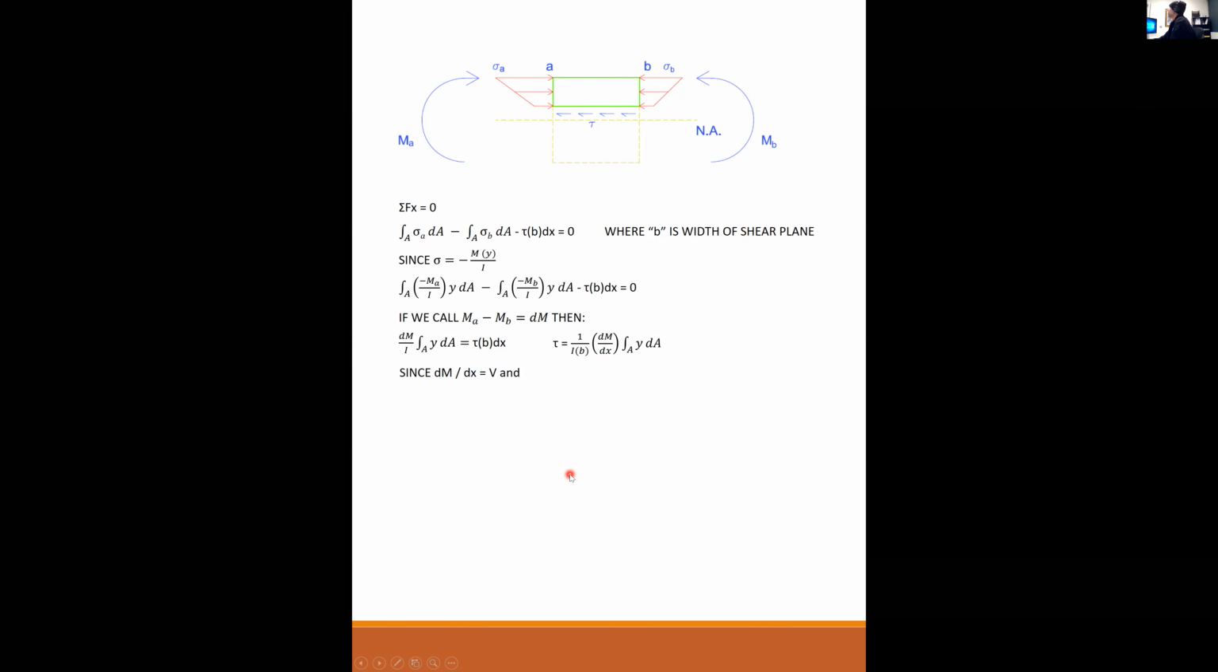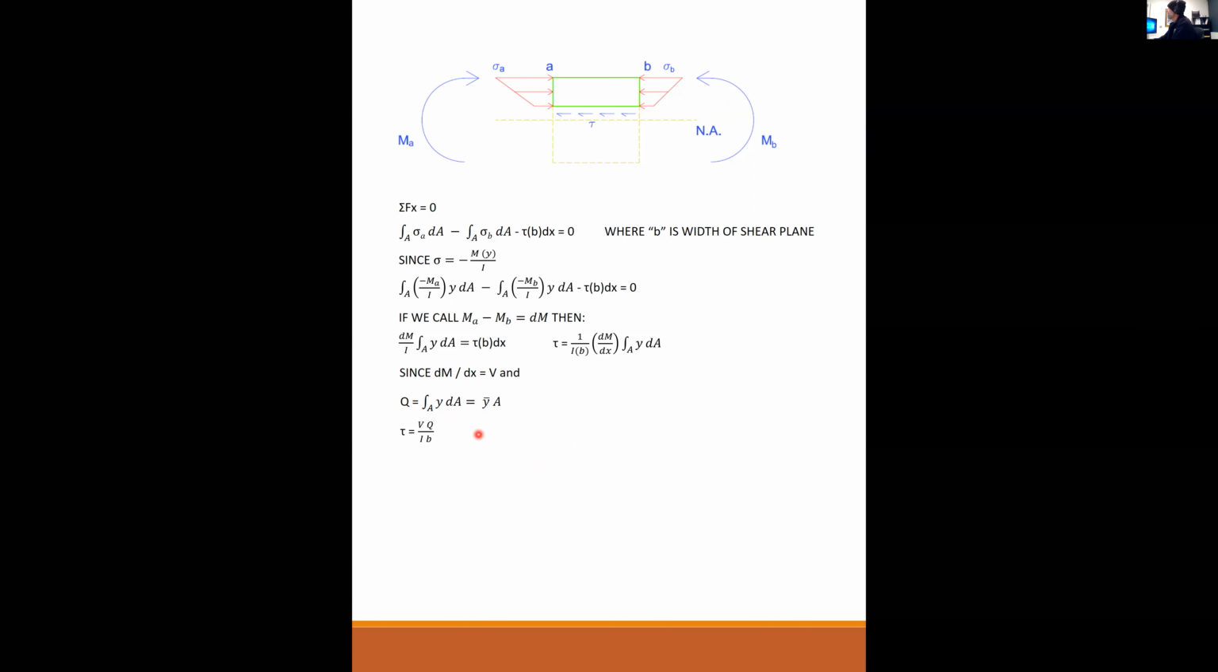Since dM/dx, that's the slope of the moment diagram, is equal to the shear. That's what we learned in our graphical method, that dM/dx, the slope of the moment diagram, is equal to the magnitude of the shear. And we can say that Q is equal to the integral of y dA, which is actually the centroid of y times A, the area. This is a new term that I'm going to expound on called Q. It's called the first moment.